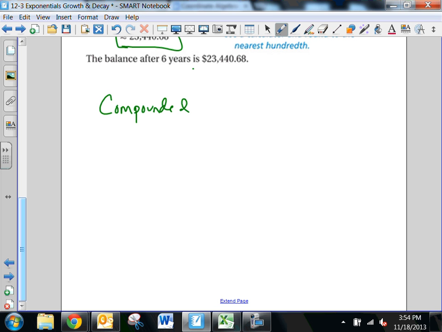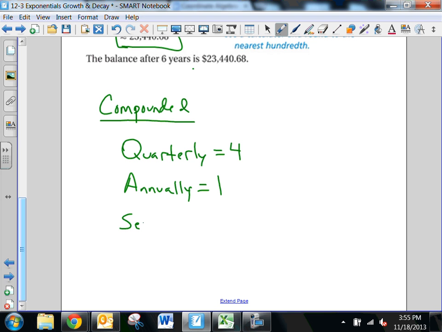One other thing I want you to notice when we talk about compounded is this, okay? Here are the different words that you'll see. Quarterly means 4, okay? Annually means 1, all right? You'll see semi-annually, and that's going to mean 2. You'll see daily, well, that's going to mean 365, okay?